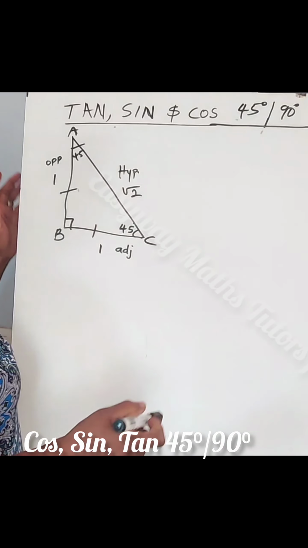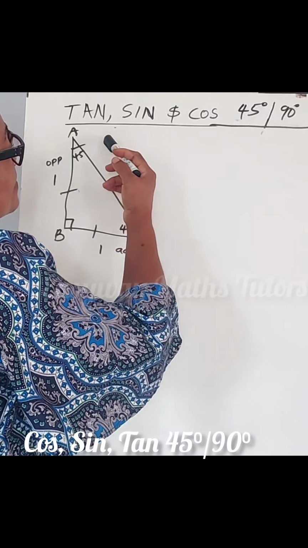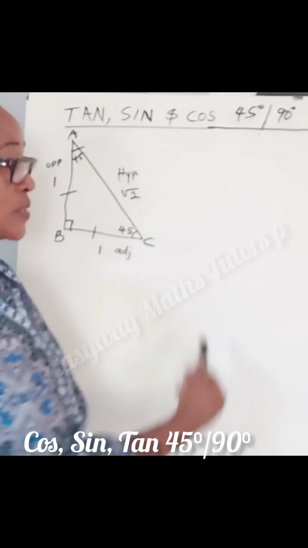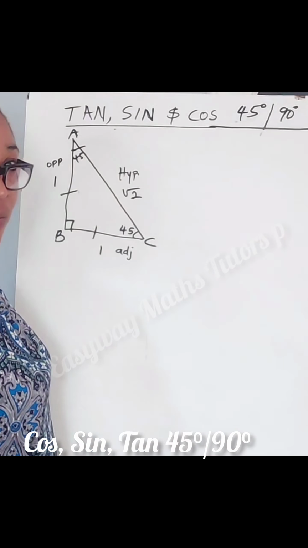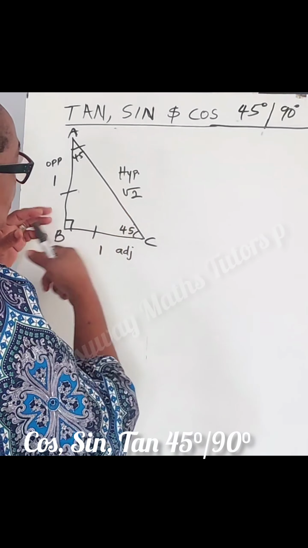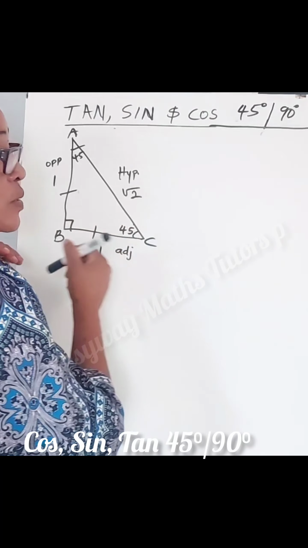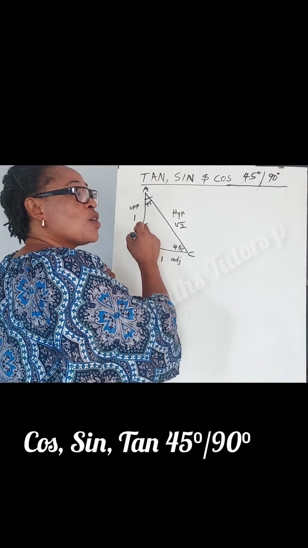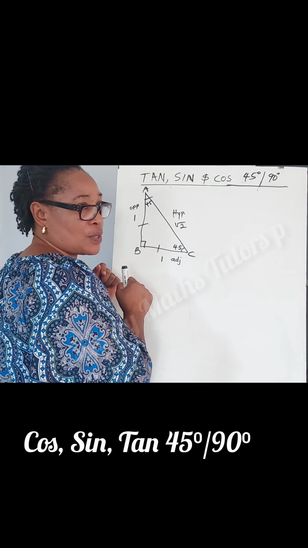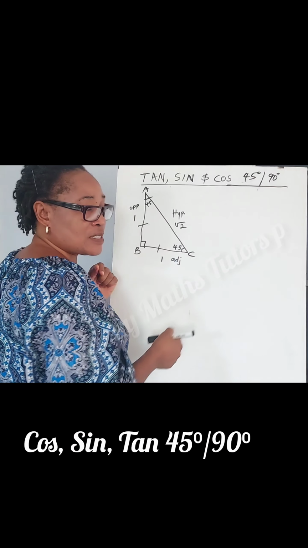So we want to look at tan, sine, and cos of 45 degrees, and at the same time, 90 degrees. We are using this triangle. In this case, you use an isosceles right angle triangle because we are talking of 45 and 90 degrees.